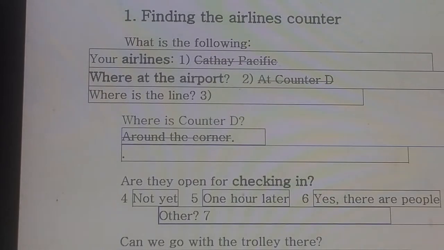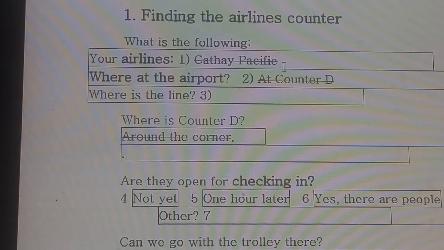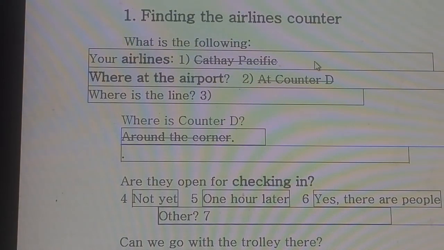Now, here is flight check-in for us this week. So what do we do here with flight check-in? Checking in. Finding the airline's counter. For example, what is the following? Your airlines. Number one, Cathay Pacific. How about you? Fill here in your airlines. You see this? That's my example. But what's your example?